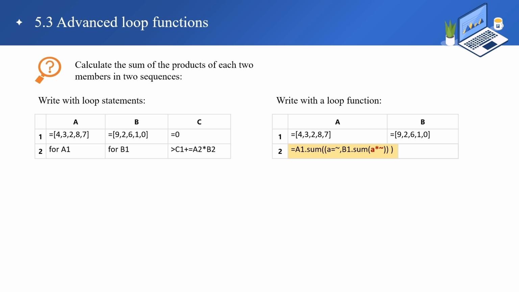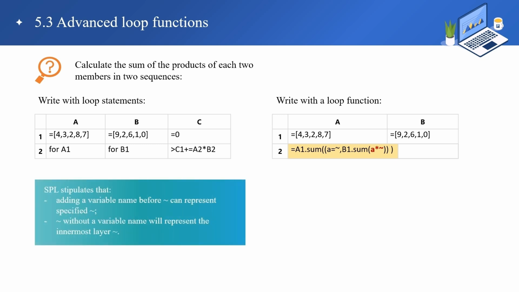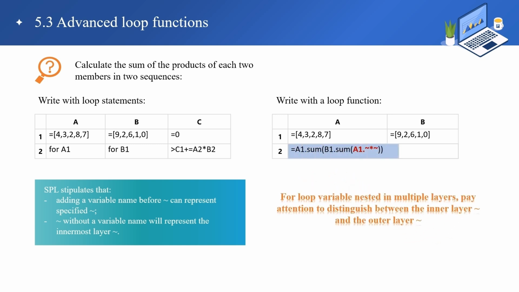In addition, SPL also stipulates that adding a variable name before tilde can represent the specified tilde, while tilde without a variable name will represent the innermost layer tilde, which makes it easy to write. A1.tilde denotes the tilde of outer layer A1, and another tilde without a leading variable denotes the tilde of inner layer B1.